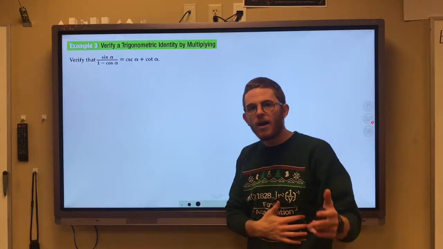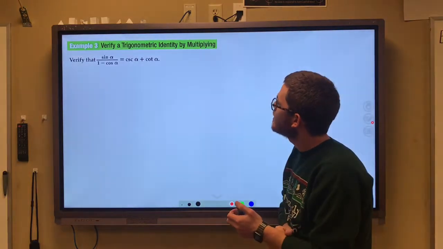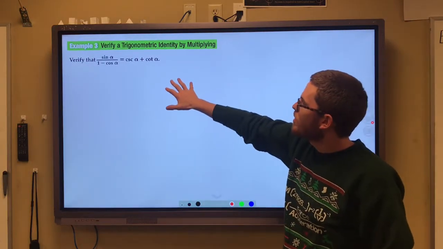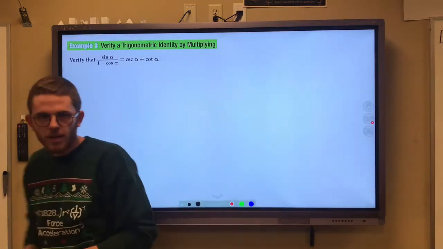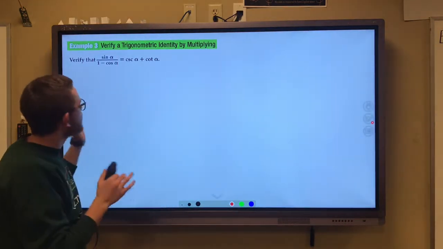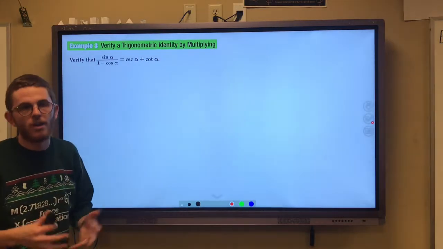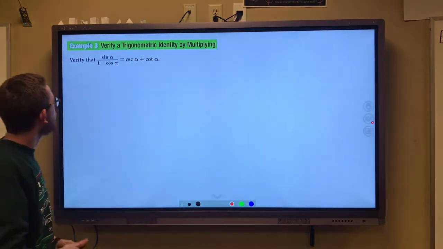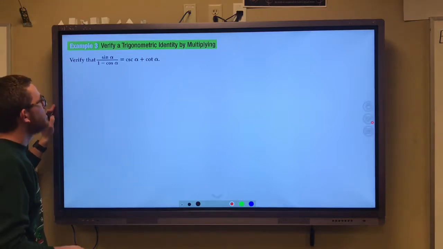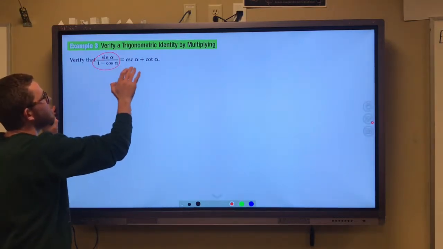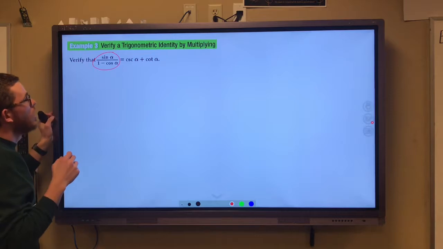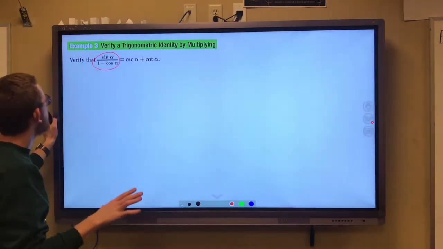To verify trig identities, take a look at this one right here. Maybe at first look, it's hard to tell which side looks more complicated, but usually if it has a fraction, it's more complicated. All right, so that's the one I'm going to deal with. I'm going to try to make this side look like cosecant plus cotangent. All right, that's what we're going for.